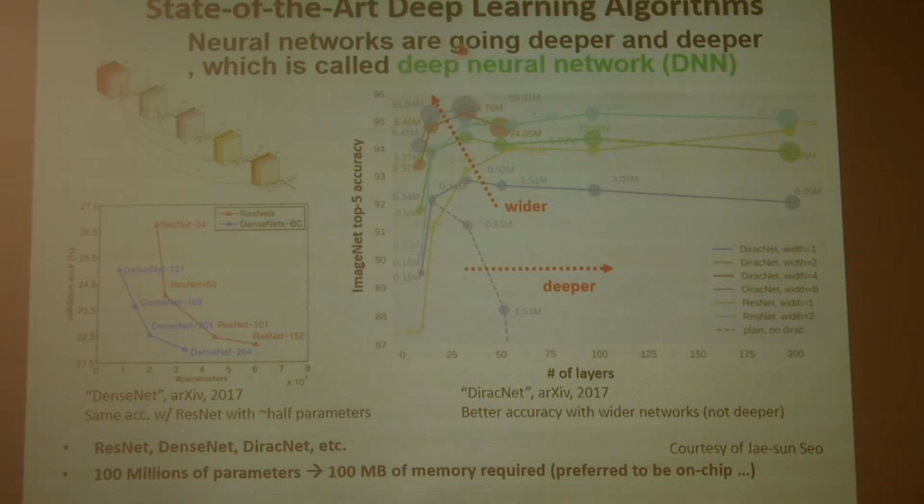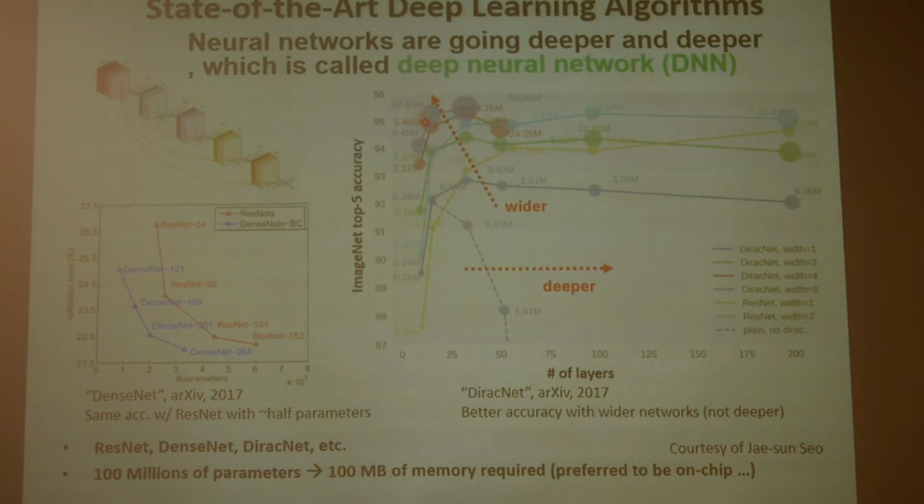One problem for the deep neural network is that it's going deeper and deeper for better performance. The state-of-the-art deep neural networks usually have tens or even hundreds of layers. That's why we call it deep neural network and deep learning, because it has many layers and the network is very deep.